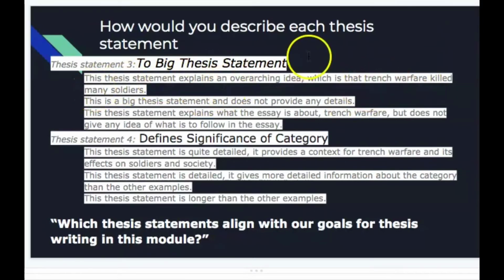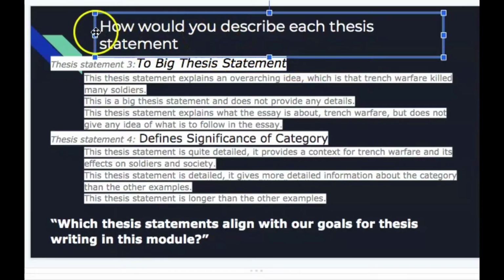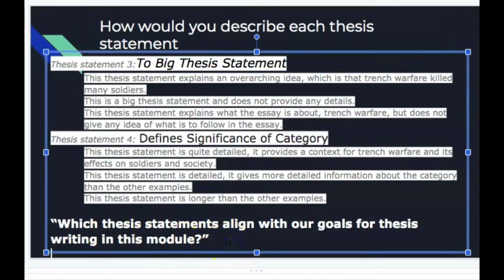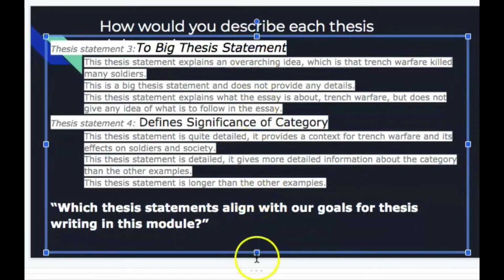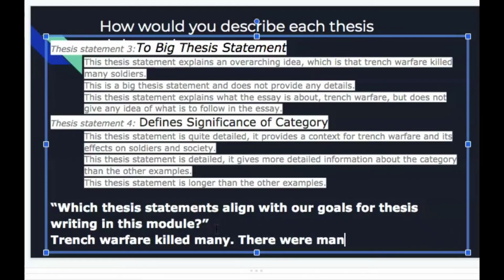So for that type of thesis statement, you might write something like, trench warfare killed many. There were many reasons for death and loss.